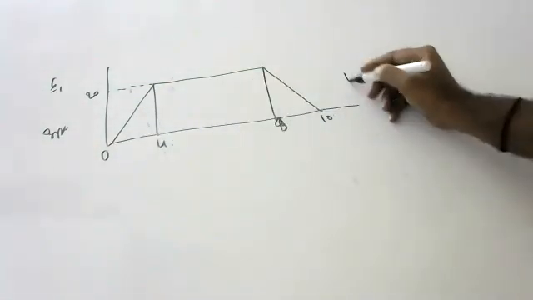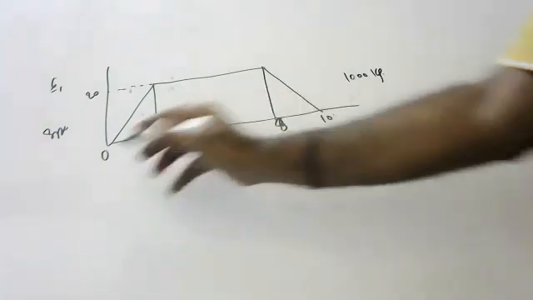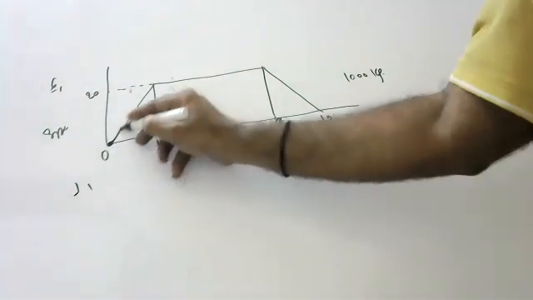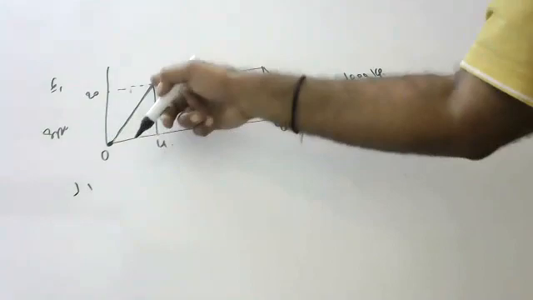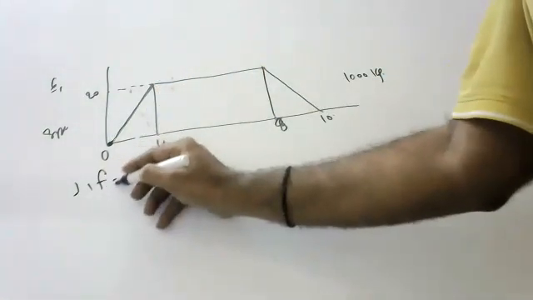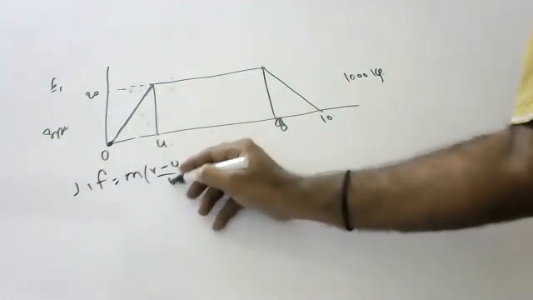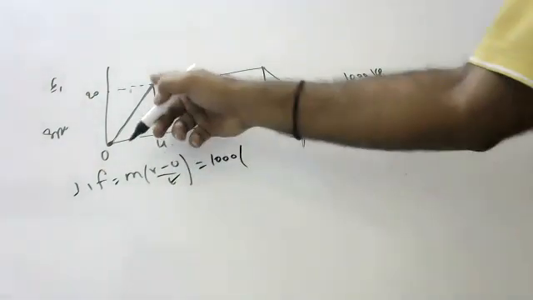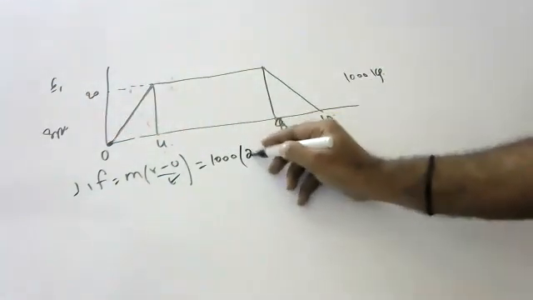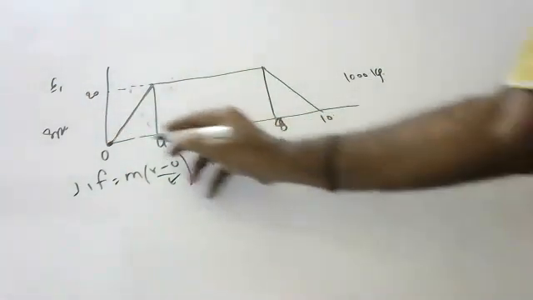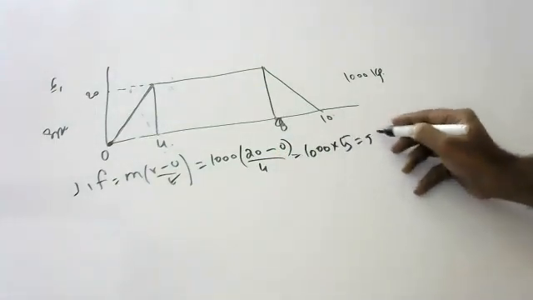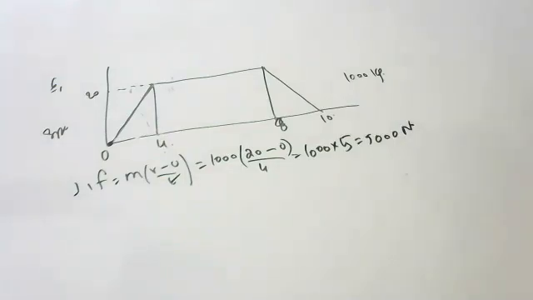First question. This is a 1000 kg car. What is the maximum force acting on the car? Maximum force acts from here to here, because it is 20. This is acceleration, this is retardation. F is equal to m into v minus u by t. Mass is how much, children? 1000 kgs. V is how much, children? Final velocity, 20, minus 0, in 4 seconds, children. So 1000 into 20 by 4 is 5. That is 5000 Newton acting as maximum force, children.